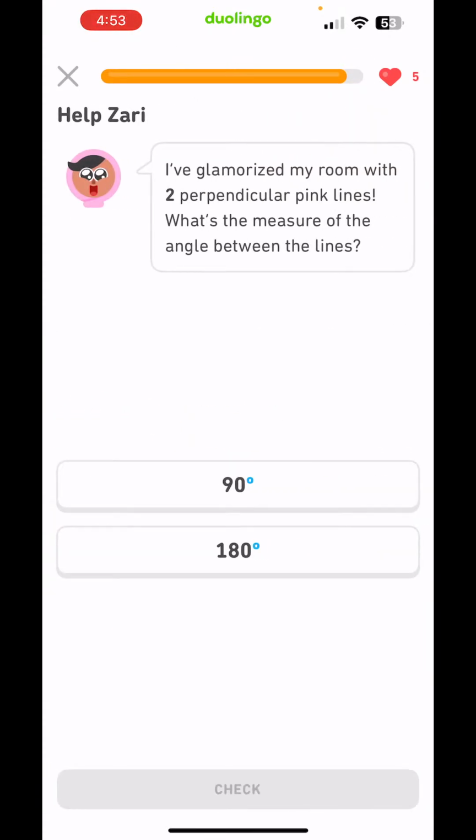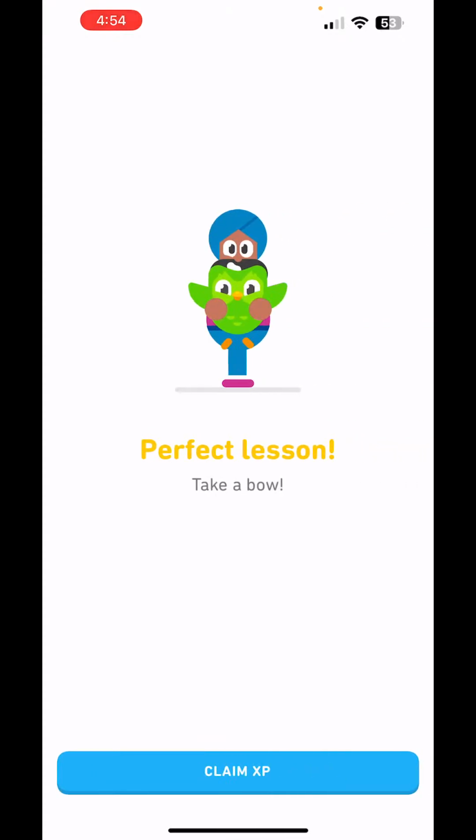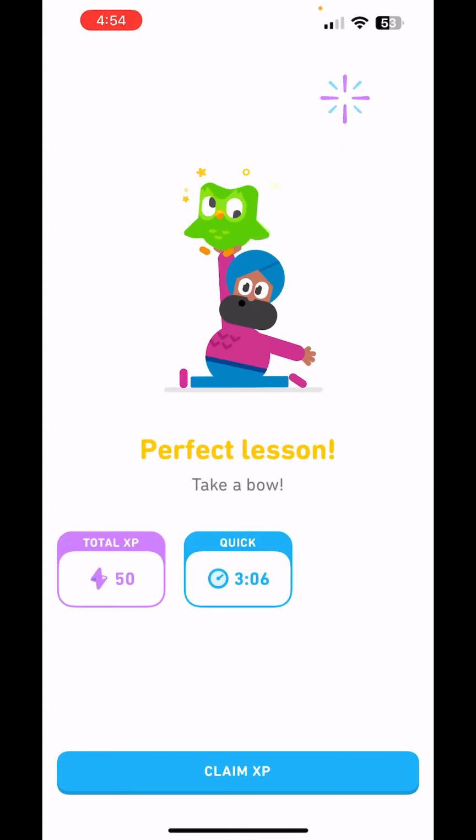Oh, word problem. I've glamorized my room with 2 perpendicular pink lines. What's the measure of the angle between the lines? Oh, well, this is simple. We know that perpendicular lines are 90 degrees, so it would definitely be the first one. And just like that, we have a perfect score.